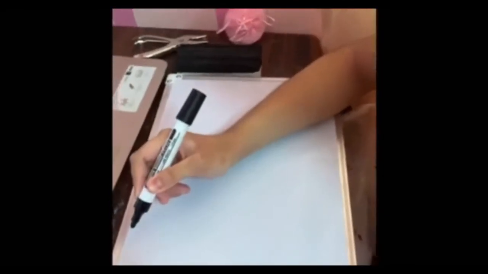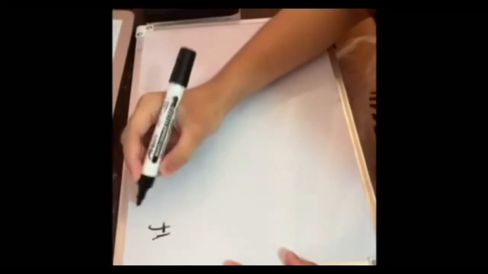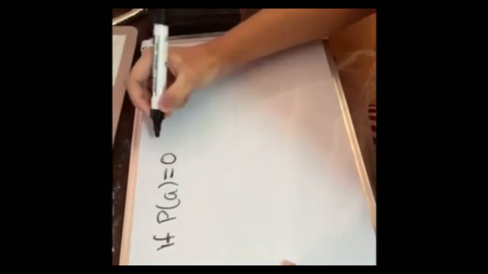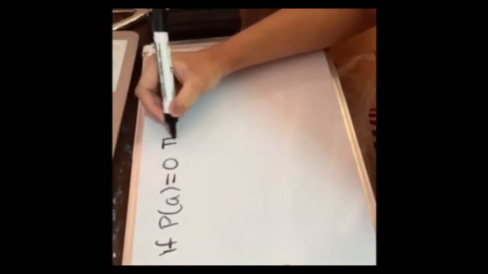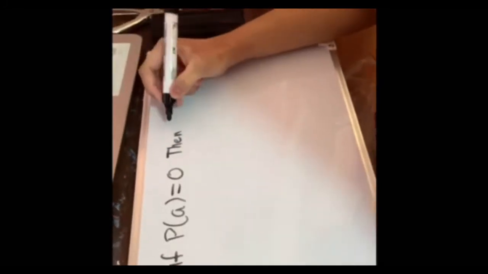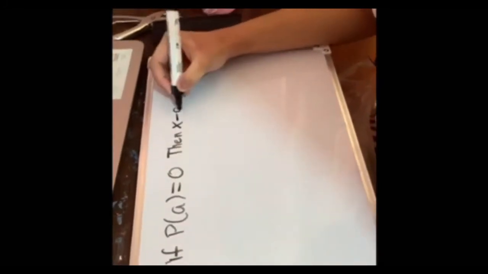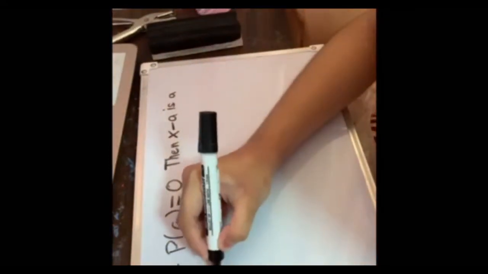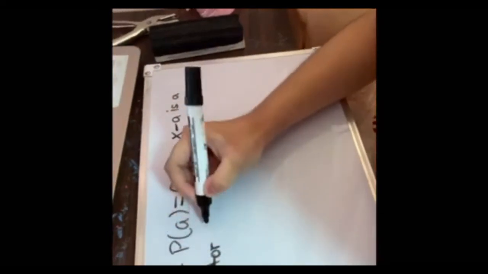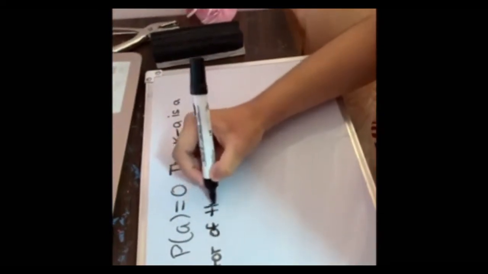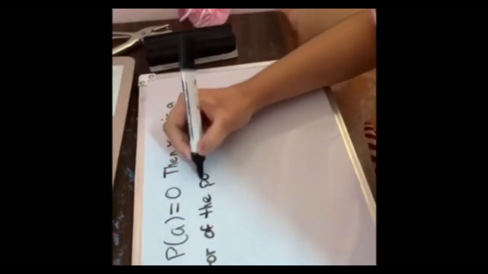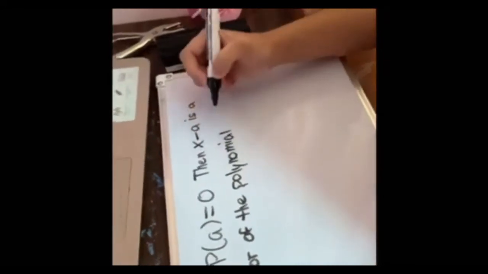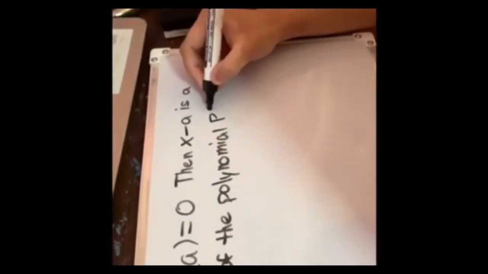The factor theorem states that if p of a is equal to 0, then x minus a is a factor of the polynomial p of x.